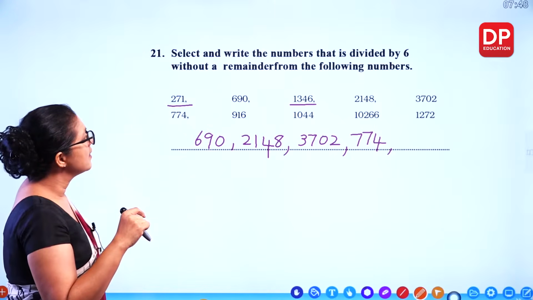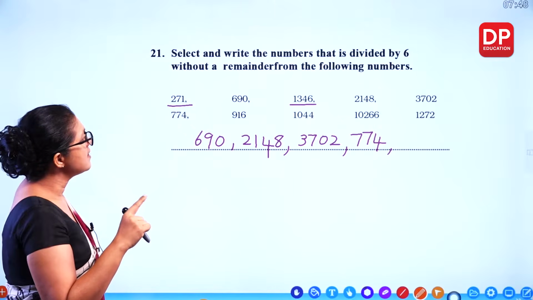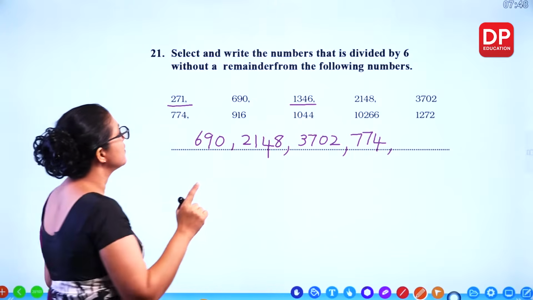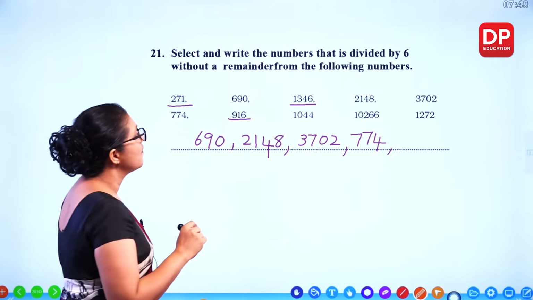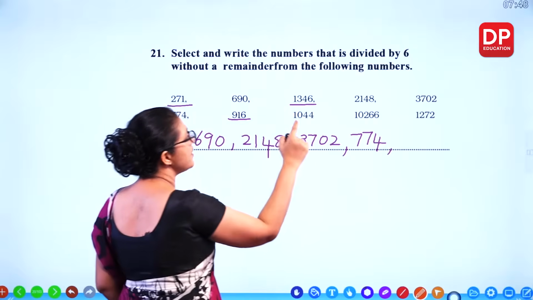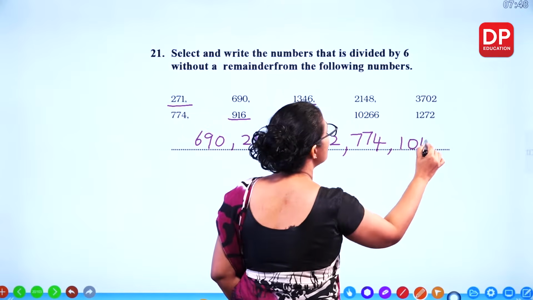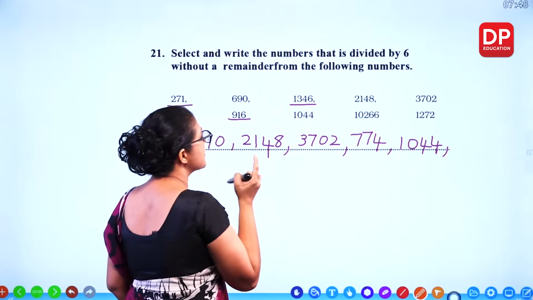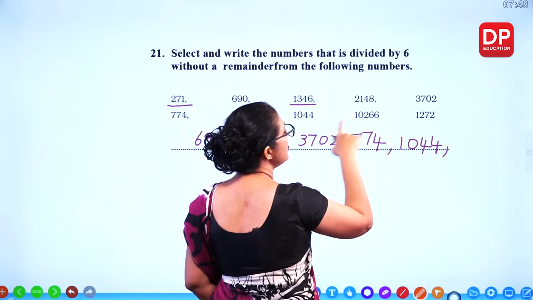916. 10. 10 plus 6, 16. That means 7. So not divisible by 3. 4 plus 4, 8. 8 plus 1, 9. It's divisible by 3 and 2. That's divisible by 6. This one even, yes.